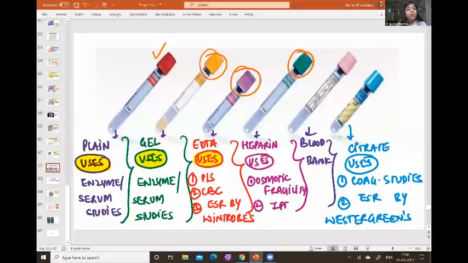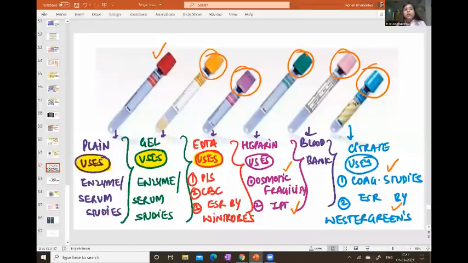The blue cap contains citrate. Another important cap, it contains citrate, again chelates the calcium, and it is used for coagulation studies or ESR by Westergren's method. So a question which I can make for you is that a patient has come with coagulation abnormalities. You are the intern. You have to take the patient's blood. Which vacutainer will you pick up? Answer is going to be the blue capped vacutainer, right?